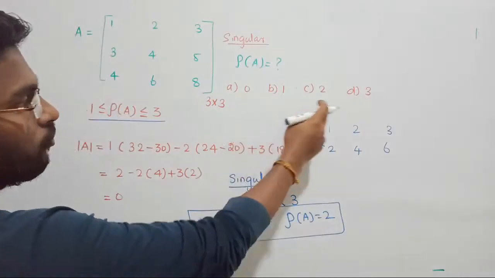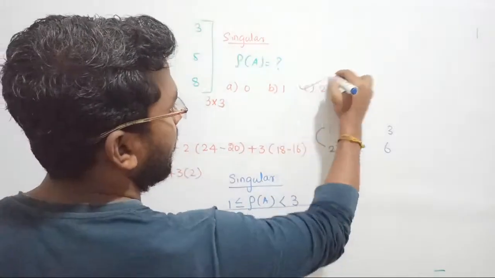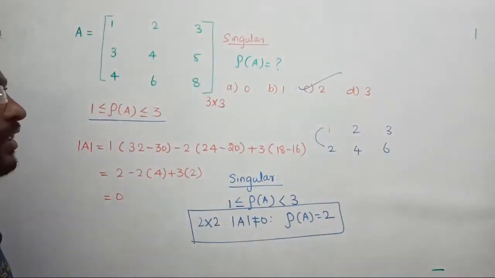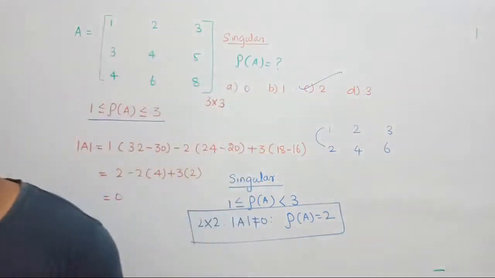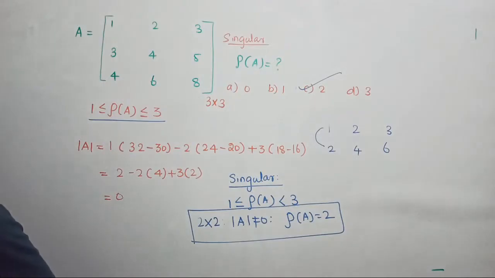Now they have given 4 options: 0, 1, 2, 3. So the correct answer is option C. I hope things are very clear to all. Let me read the second question. Let me rub this one.